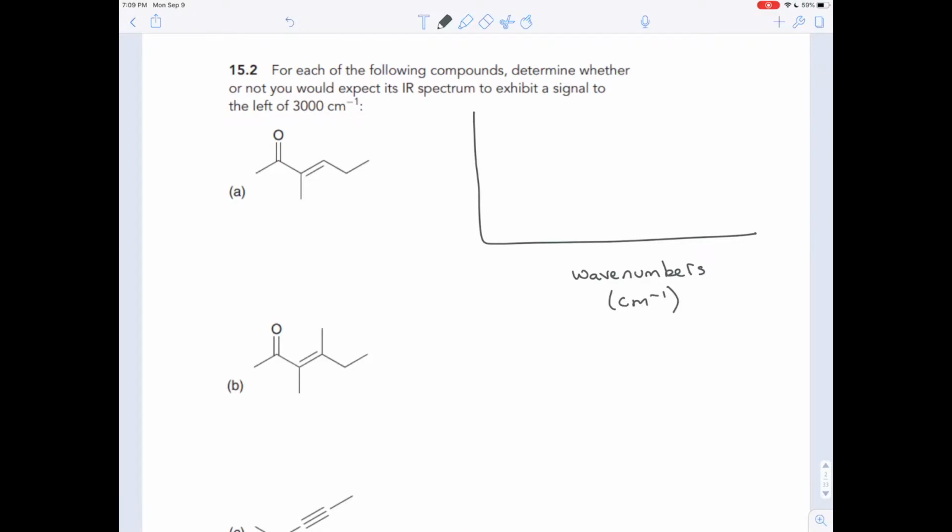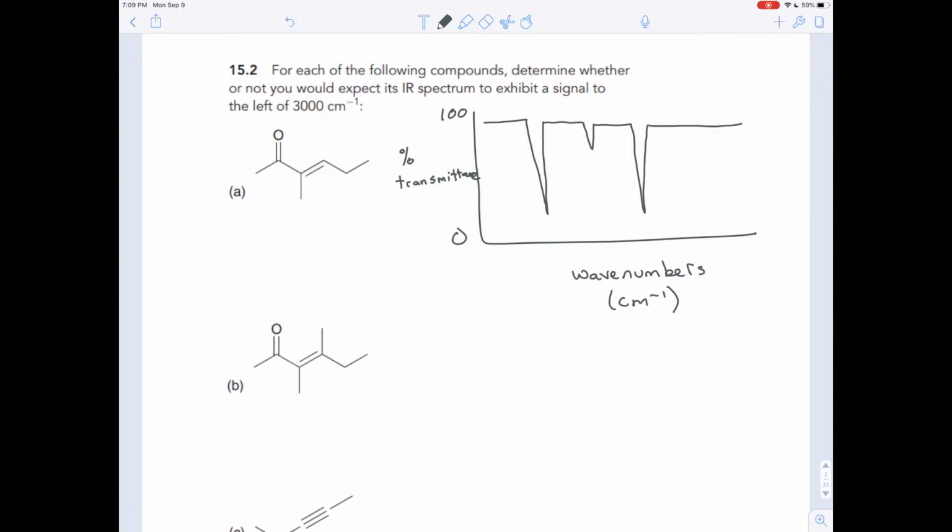And then on the y-axis, you'd have percent transmittance, so how much light got through or was transmitted through your sample. If 100% of the light got through, 100% at the top, then you just have a line at the top. If 0% of the light got through, you just have a line at the bottom. Usually what happens is you'll have a line somewhere at the top, and then wherever bonds in a molecule are able to absorb light, you get a dip. And so the dips are sort of like the shadows that the molecule is casting.